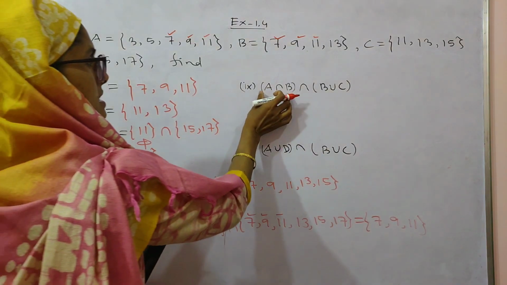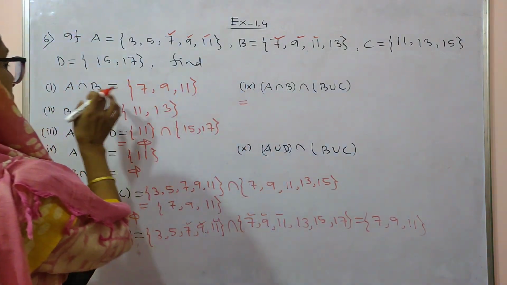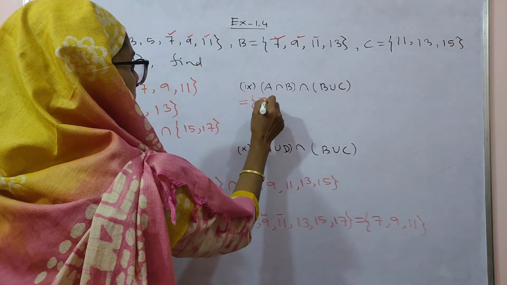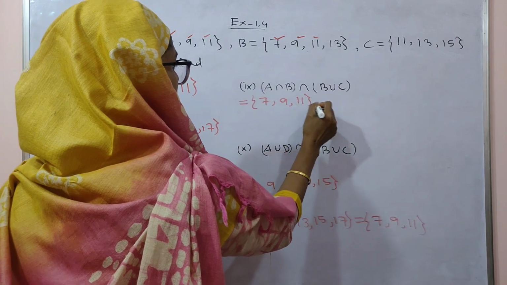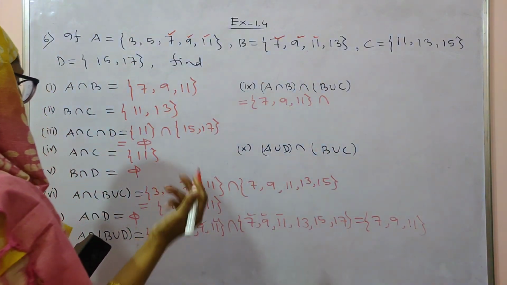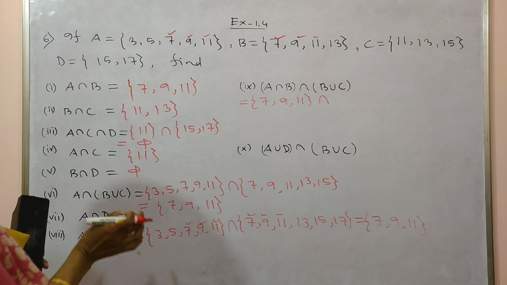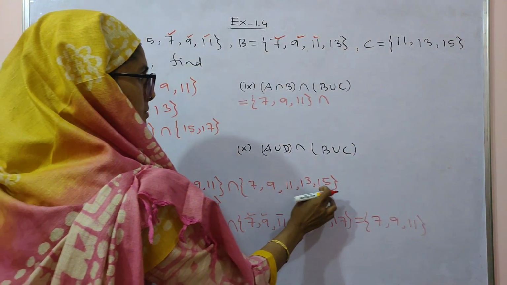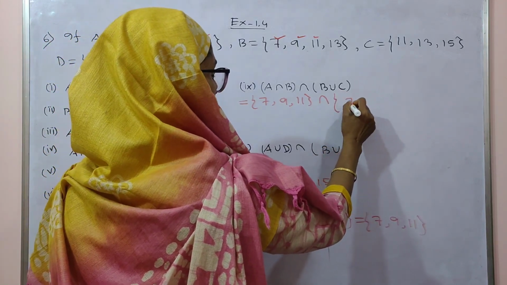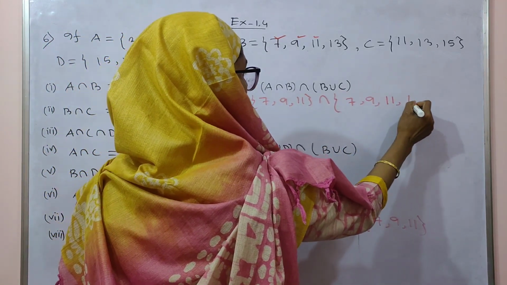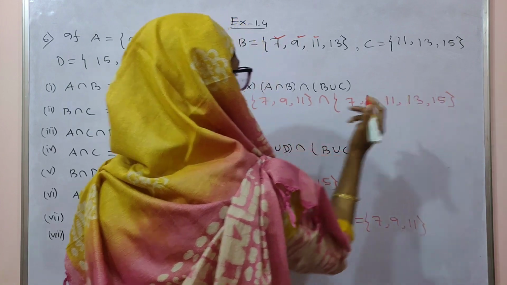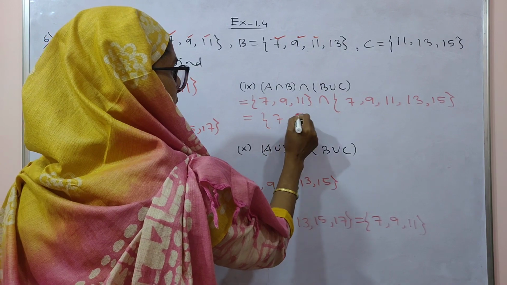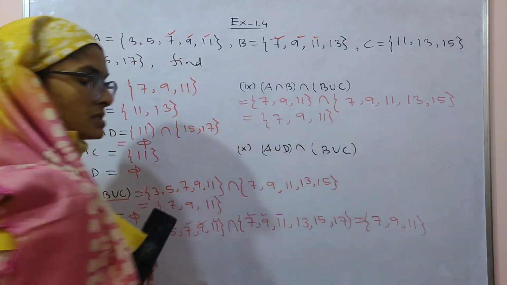Next question, A intersection B. Already I have written it: 7, 9 and 11. Intersection B union C. Here I have written B union C: 7, 9, 11, 13, 15. And intersection, which are the common? 7, 9, 11. This is the common.